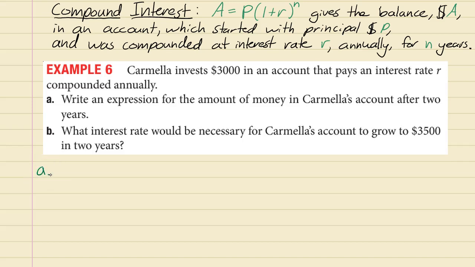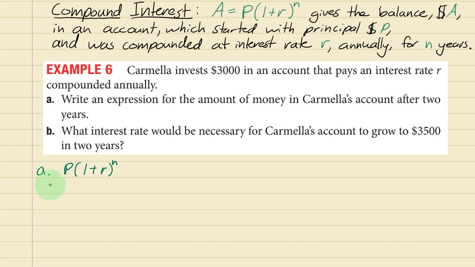So for part A, to write an expression for the amount of money in Carmela's account after 2 years. So that's going to be the amount of money in Carmela's account, that's the A. And so that's equal to P times (1 plus r) to the nth power there, and it's given that she invested $3,000 at the beginning.